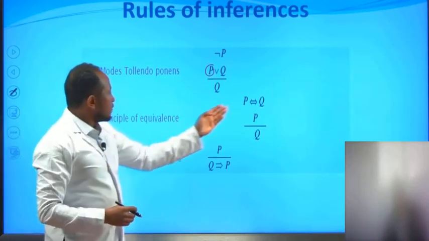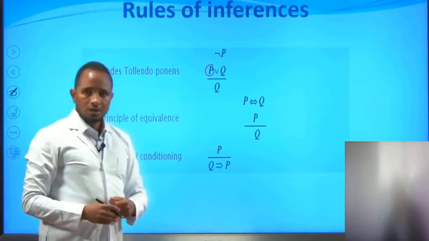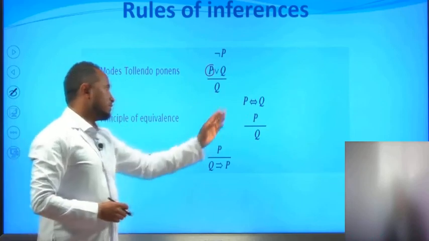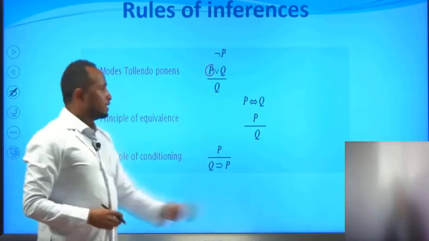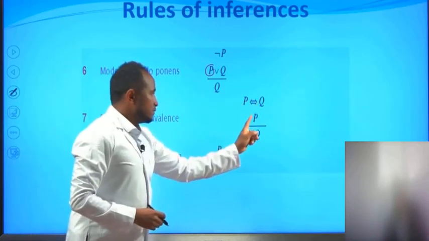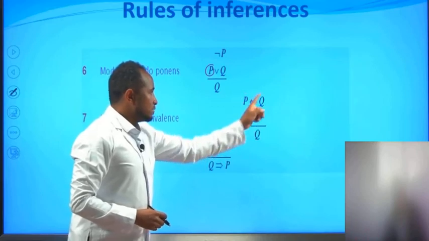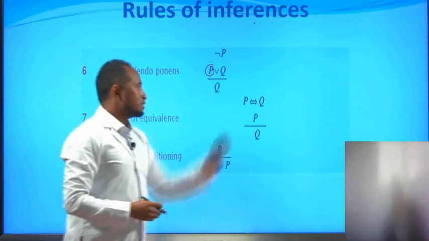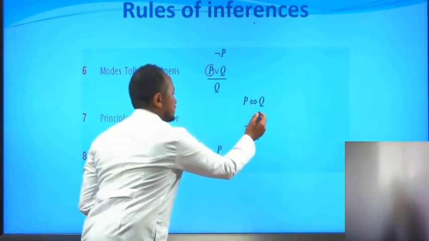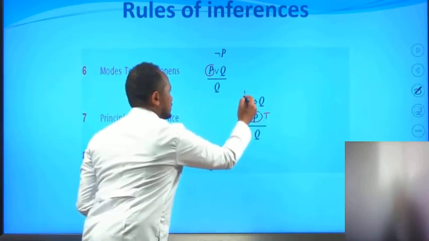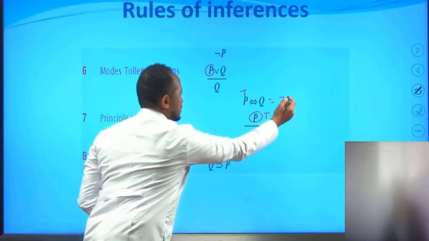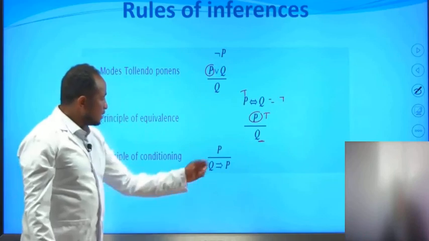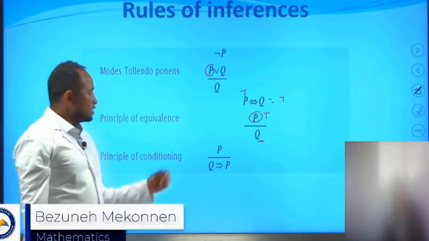The other one, the principle of equivalence. If P is equivalent to Q, or if P implies Q, if this statement is true and P is true, then Q must be true so that the whole statement P implies Q is true. Therefore, we have P true here, the whole statement true. Therefore, Q must be true. The conclusion is Q.